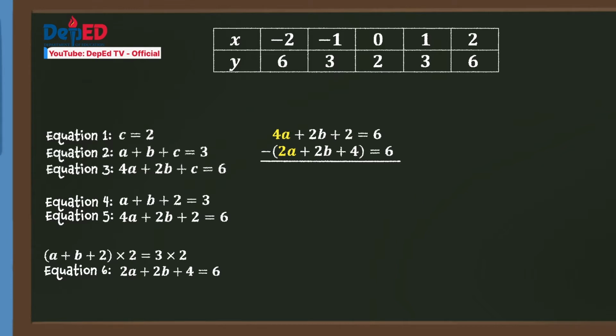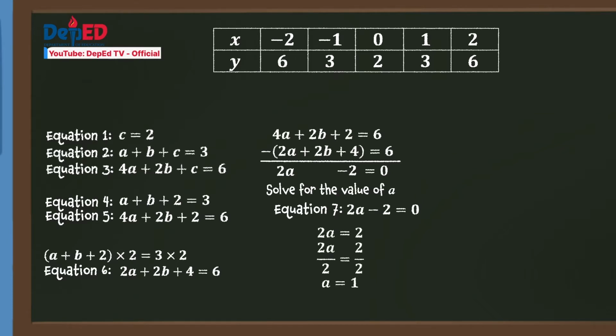4a minus 2a is equal to 2a. 2b minus 2b is equal to 0, so variable b is eliminated. 2 minus 4 is equal to negative 2, and 6 minus 6 is equal to 0. Hence, we have equation 7: 2a minus 2 equals 0. This means that 2a is equal to positive 2. And dividing both sides by 2, we get that a is equal to 1.